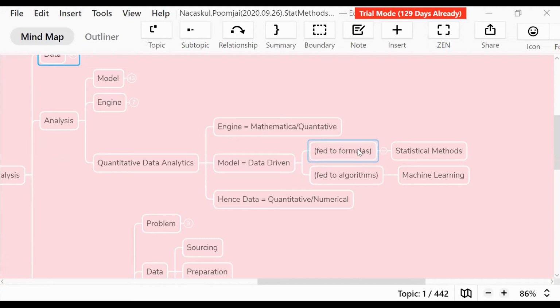Literally, it's fed to a formula. Okay? You have linear regression, and you have the formula for the coefficient. You have the formula that allows you to put in all the data and have the x, y pairs. Right? Once you put the x, y pairs into the formula, you get the coefficient. You are done. Okay? But in machine learning, it is an algorithmic process.